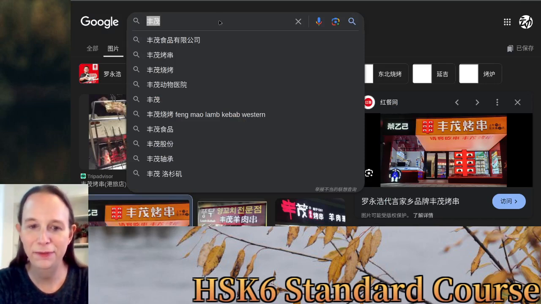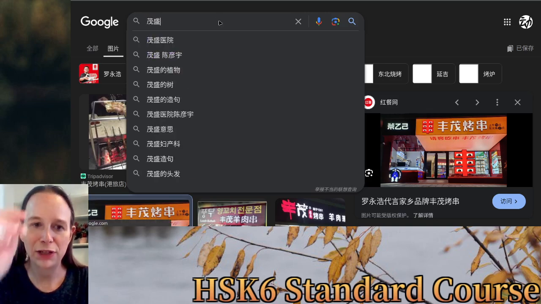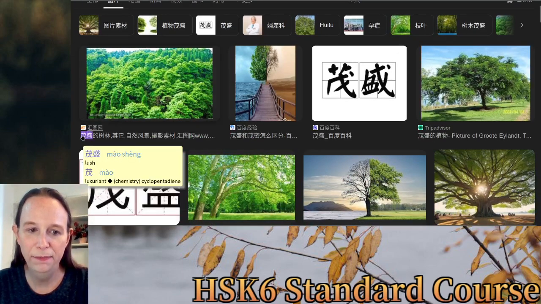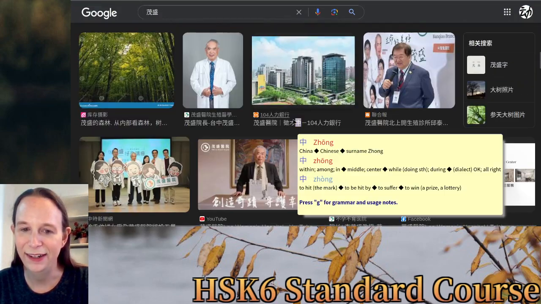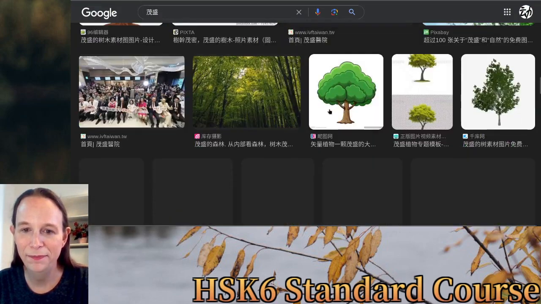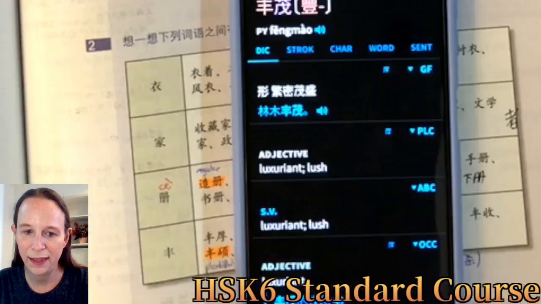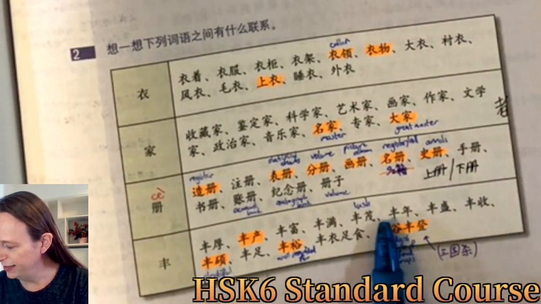Like 丰茂. This one. 茂盛. This one's common. 茂盛. Lush. Yeah, maybe this one's a better word to learn rather than 丰茂. Lush vegetation. All right, let's not include that because that seems pointless then.